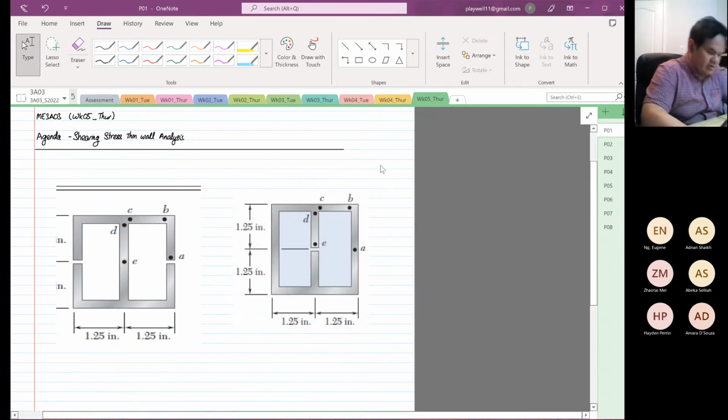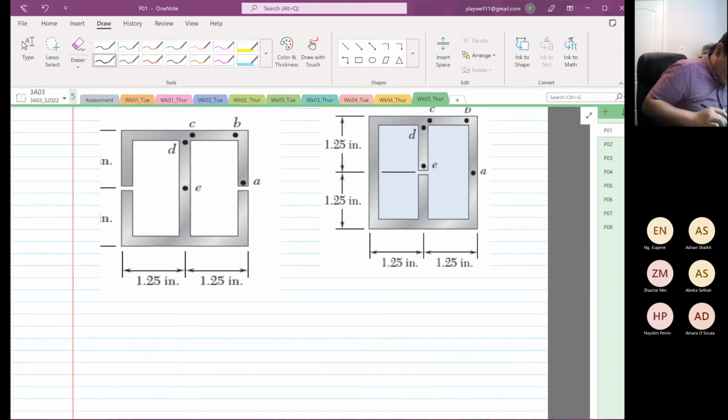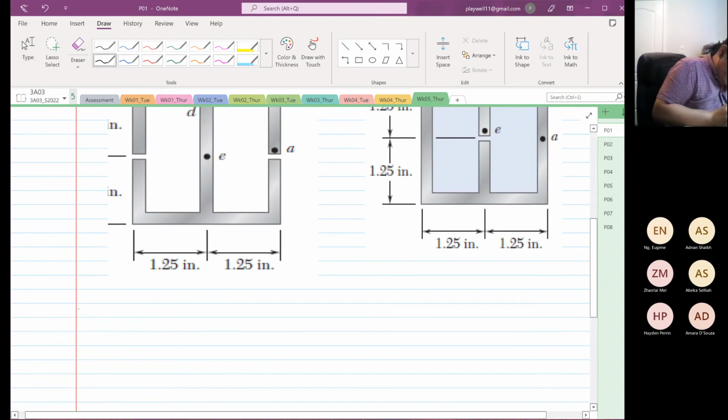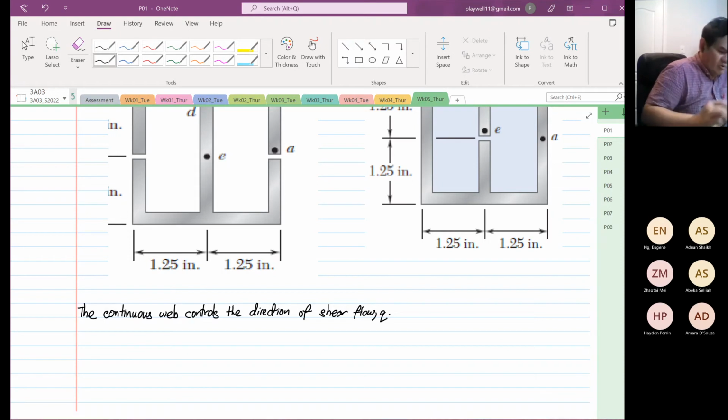So I want to highlight the fact that the main web, or the continuous web, controls the direction of shear flow. For this case, it's our Q. So I want you to have a look. What do I mean by that?